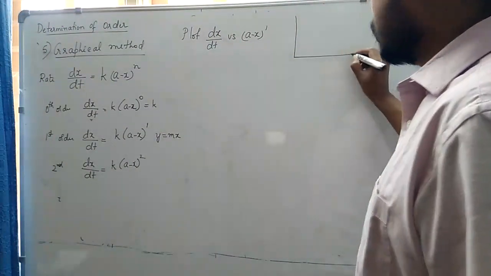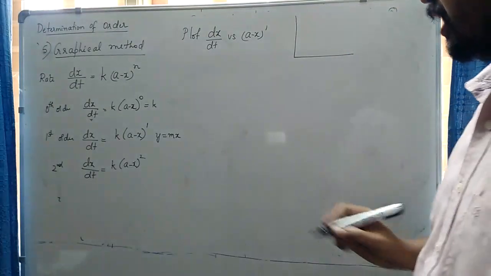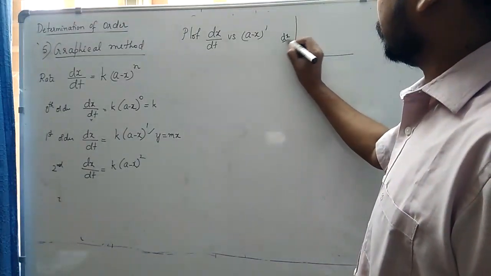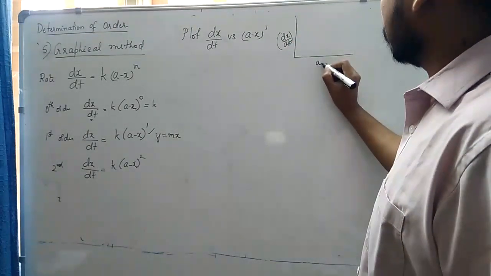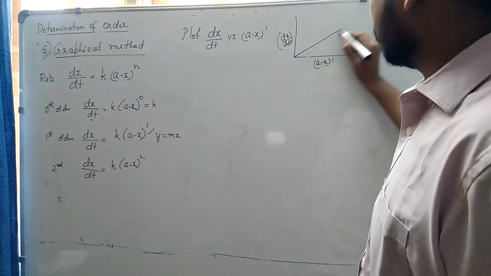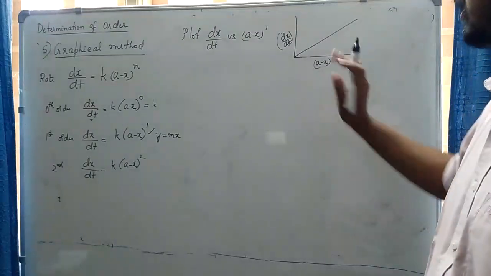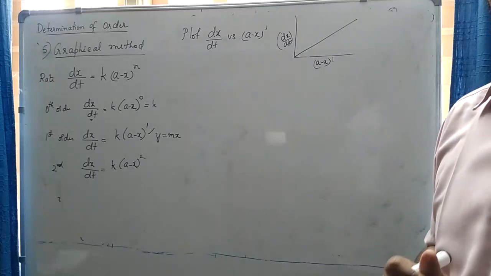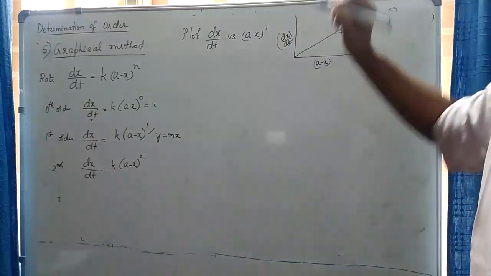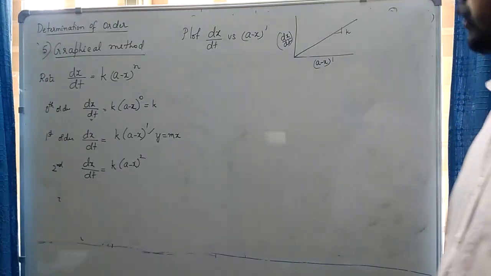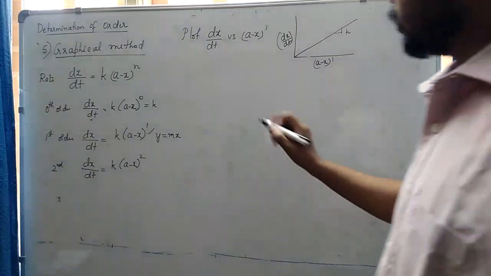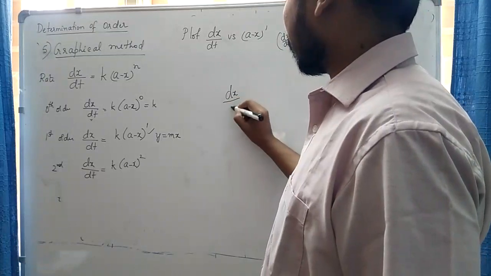If the reaction follows first order kinetics, it means that it follows this equation. In that case, the plot of rate dx by dt versus (a minus x) to the power 1 should be a straight line passing through the origin. If this graph is obtained, then the reaction is a first order reaction and the slope of this graph is the rate constant k. Suppose this graph is not obtained, it means that the reaction is not first order. Then you have to try for the second order graph.